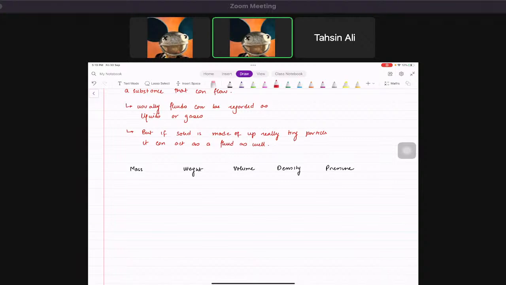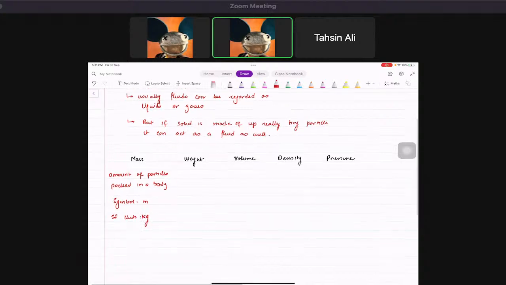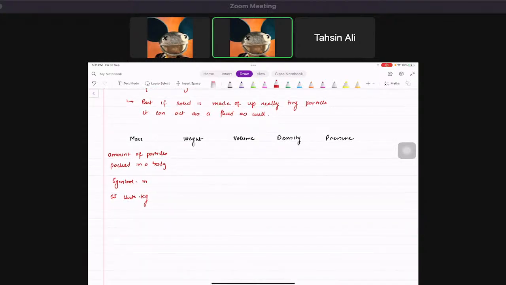So first of all, mass was defined as the amount of particles packed in a body. The symbol of mass was small m. SI units are kgs, and it's basically measured using an electronic balance.